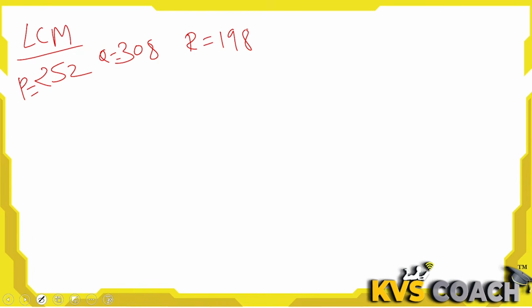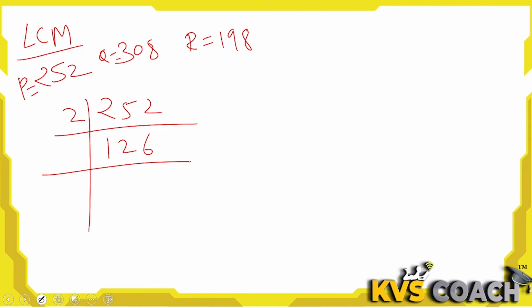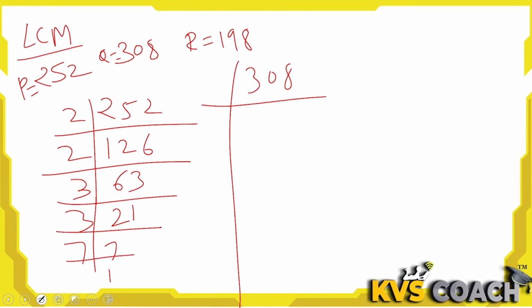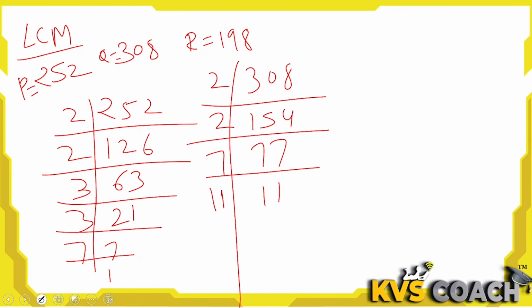Okay, now first find the prime factors of all these numbers. Prime factors of 252: 2 ones are 2, 2 twos are 4, 2 sixes are 12, 2 threes are 6, 3 twos are 6, 3 ones are 3, 3 sevens are 21, 7 ones are 7. And for 308, we have to find the prime factorization. 2 ones are 2, 2 fives are 10, 2 fours are 8, 2 sevens are 14, 7 elevens are 77, then 11 ones are 11.